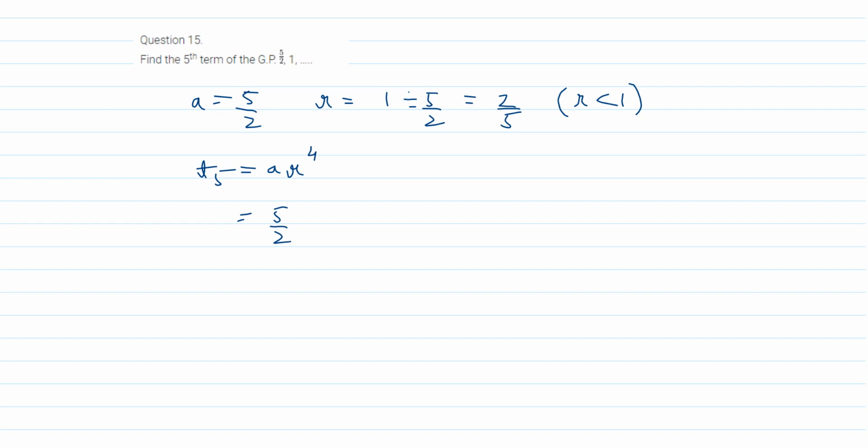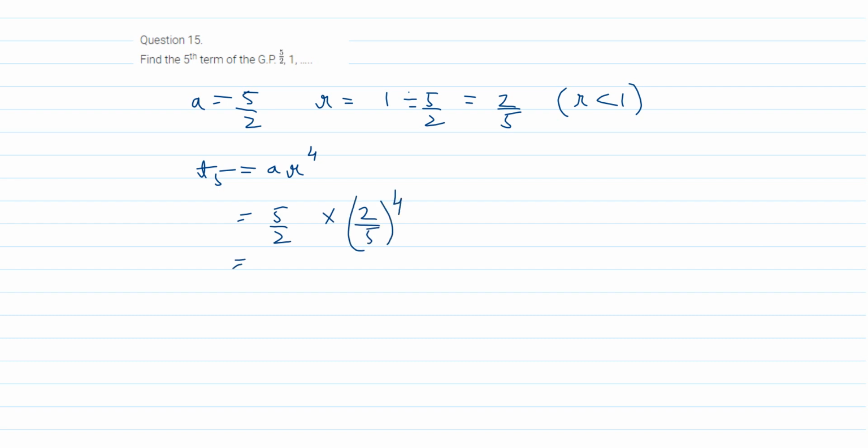So question number 15, find the fifth term of the GP. You have to find the fifth term. The GP is already given to you, and your R will be equal to 1 divided by 5 upon 2, that is nothing but 2 upon 5, and your R is less than 1. So you don't have to find your R1, students. Here you have to find the fifth term. So T5 is equal to A into R raised to 4. Okay, so what is my A? 5 upon 2 into 2 upon 5 the whole raised to 4.